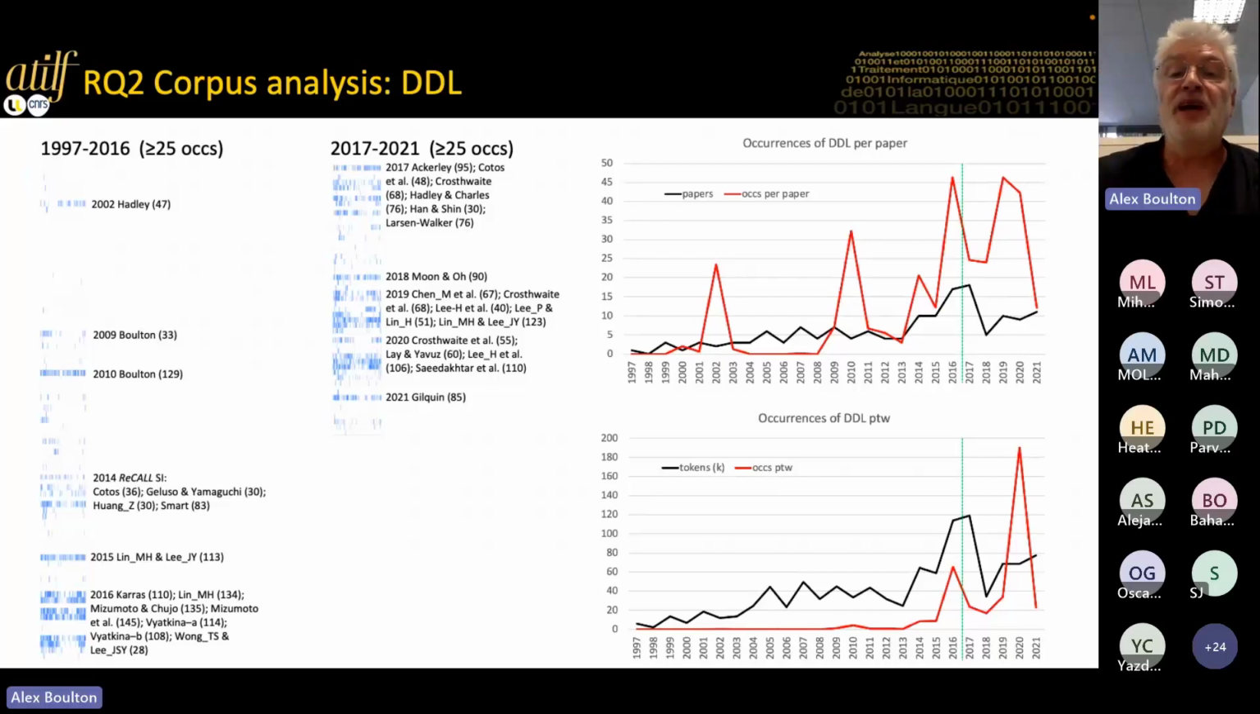A different way to visualize that is to look at the number of occurrences of DDL in each paper. So that's the graph at the top right. So you can see the figures there with the cutoff, there's a little green dotted line in the middle. And in the second graph, the number of occurrences of DDL per 1,000 words. So in the first period, we can see it's quite flat. It's not mentioned very often at all. But although there are peaks and valleys, it is still talked about more often today.